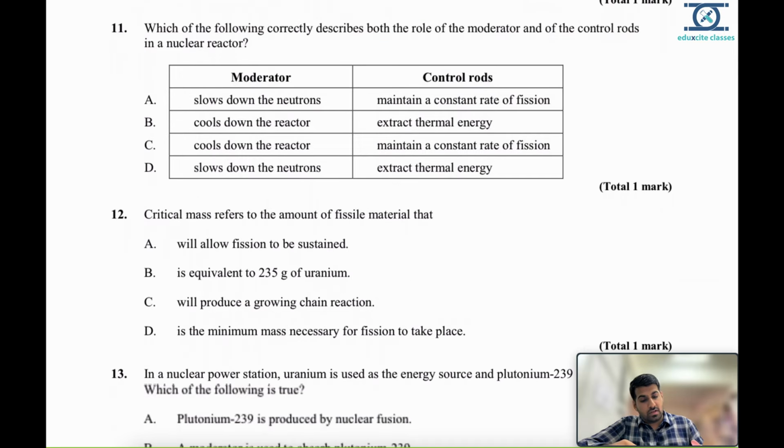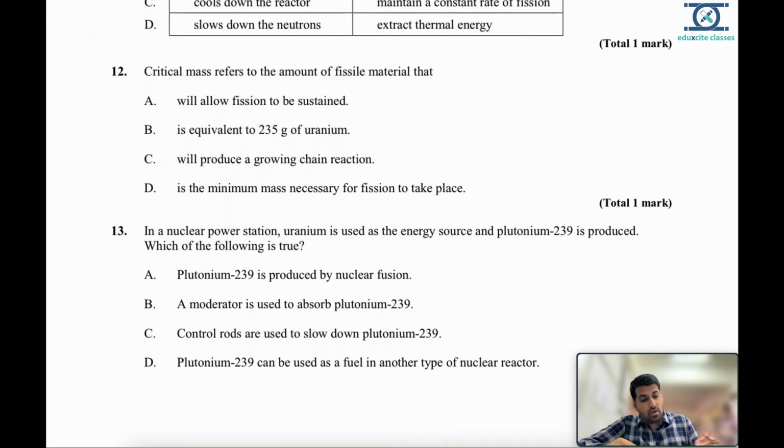Okay. Now question number 11, this is a direct question from nuclear power plants. What is the role of moderator and the control rod? This is very important from your paper 2 point of view as well. So you should know the moderator slows down the neutrons, and the control rod maintains a constant rate of fission, which is option A, the right answer.